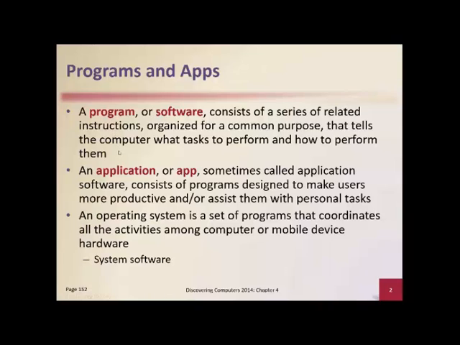Most of the time we talk about system software versus application software. System software are things that actually do things with the computer. So they actually do things to control the computer. An operating system is a kind of system software. It says an operating system is a set of programs that coordinates all the activities among computers and mobile device hardware.